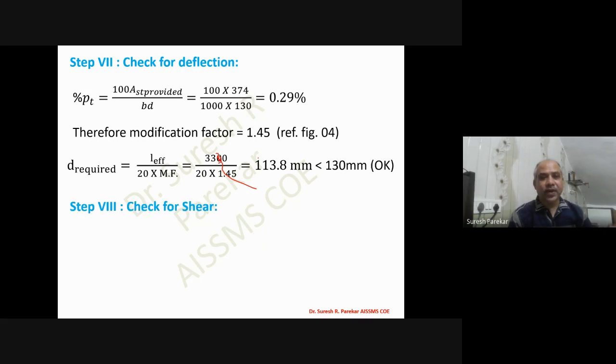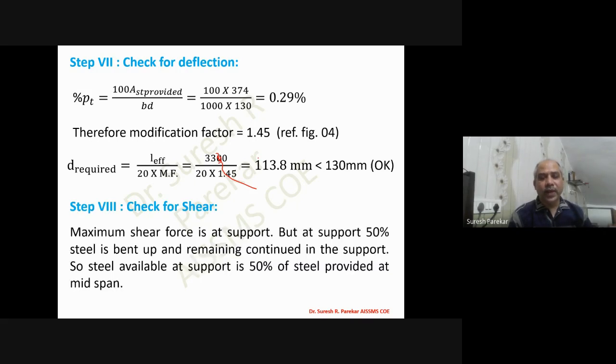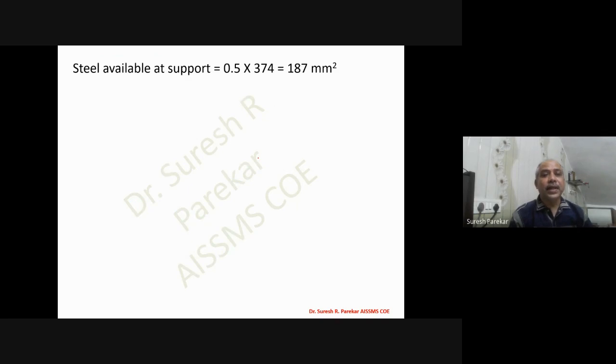Then we have check for shear. We have to actually take it from the face of the column, but in slabs we need not go for a check for shear also, because it satisfies. You can see this. We will say 50% steel we have at the support, and then we have steel available 0.5 into 374, that is 187 millimeter square.